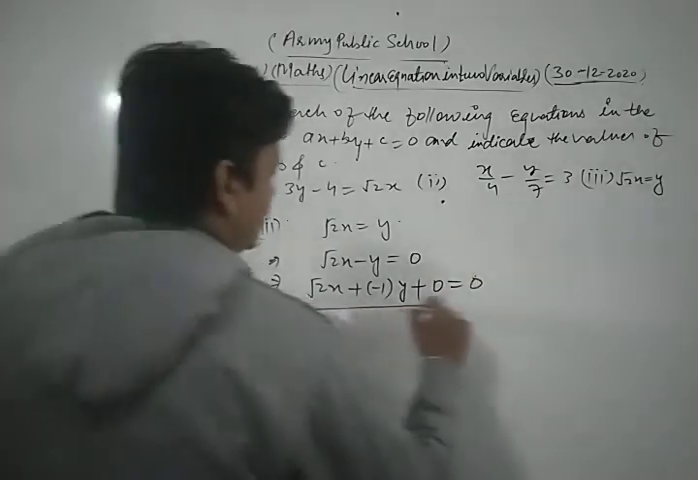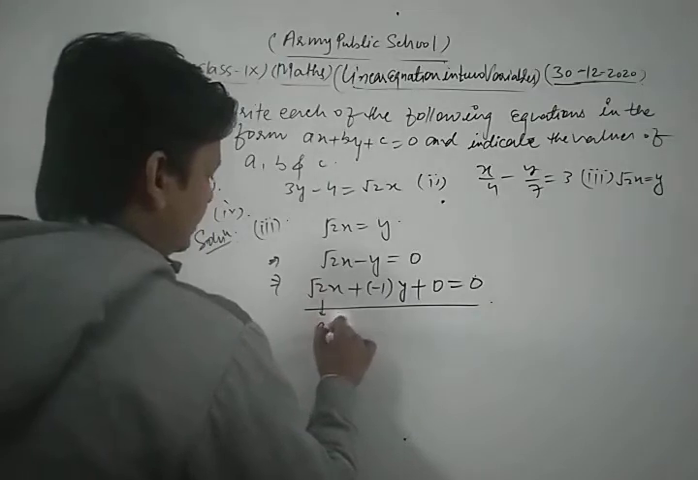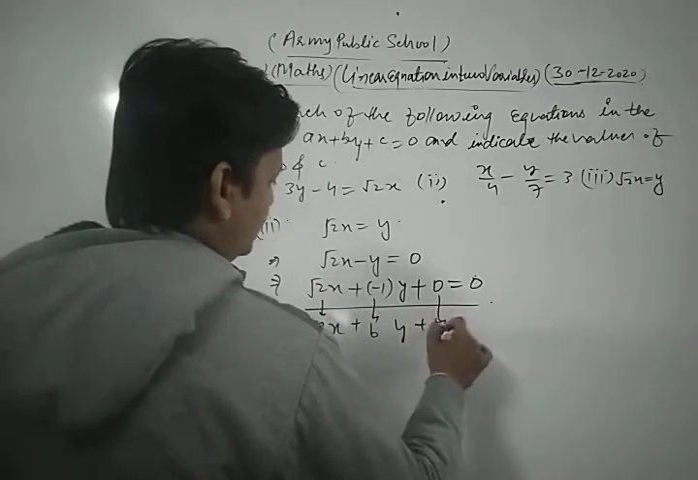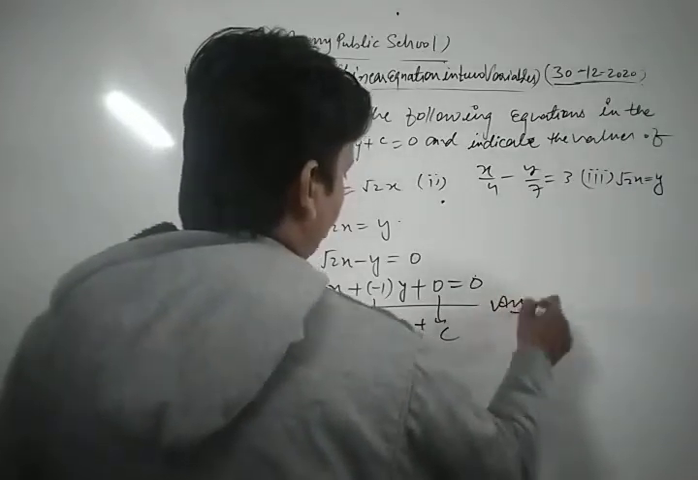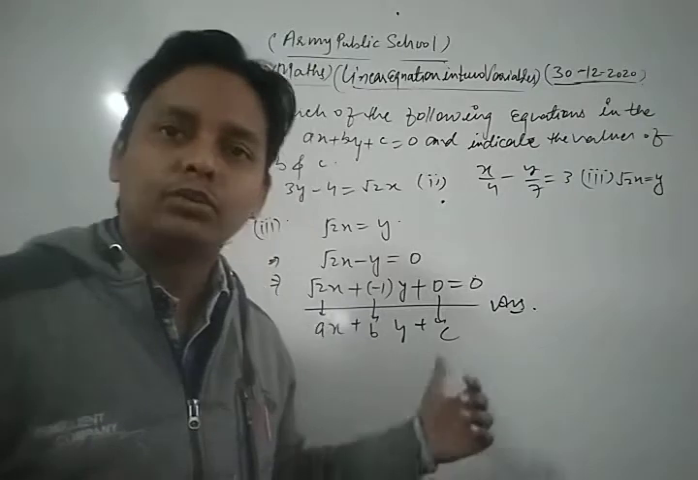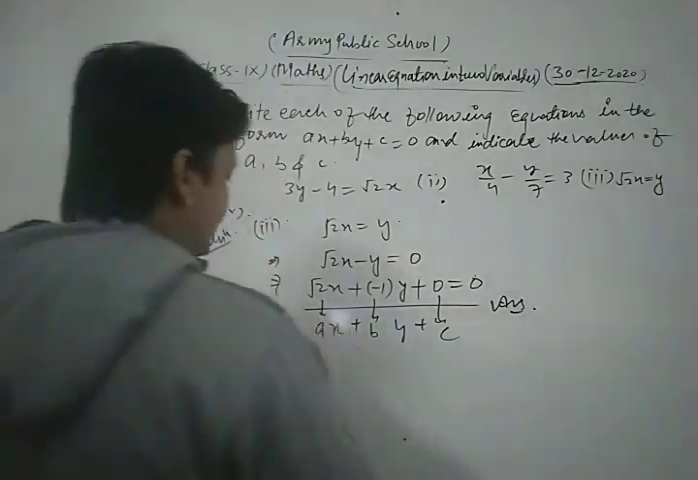Now this is the required form of the equation, the form of ax plus by plus c is equal to 0. This is one answer. So we convert it, dear student, into the form of ax plus by plus c is equal to 0. Now comparing with them.